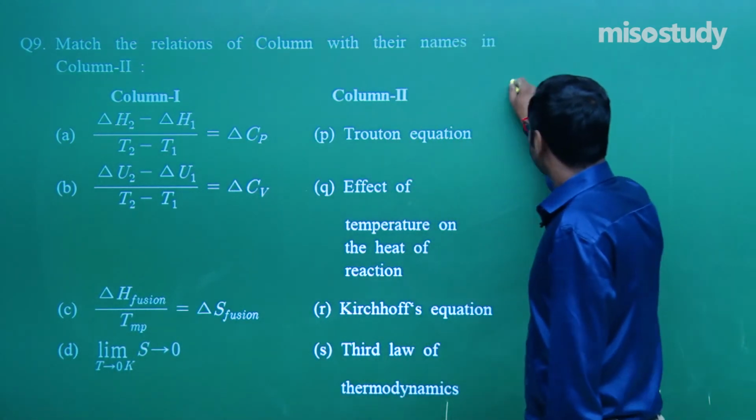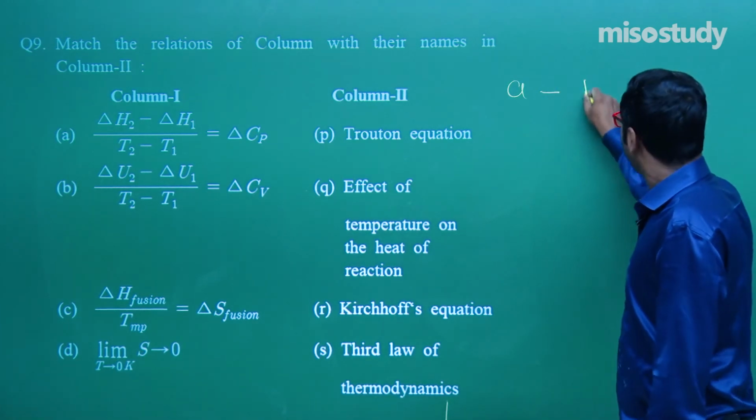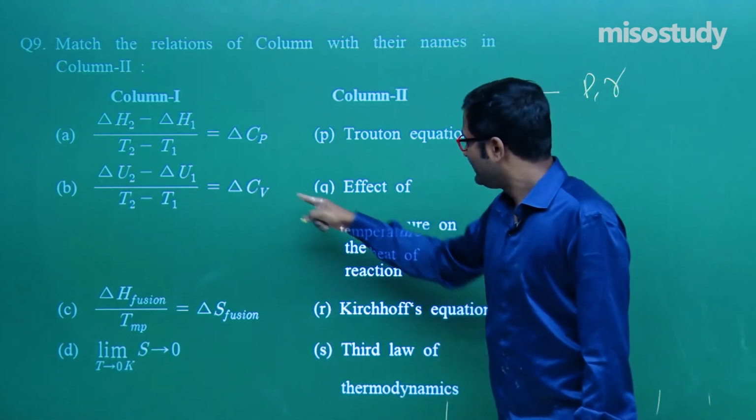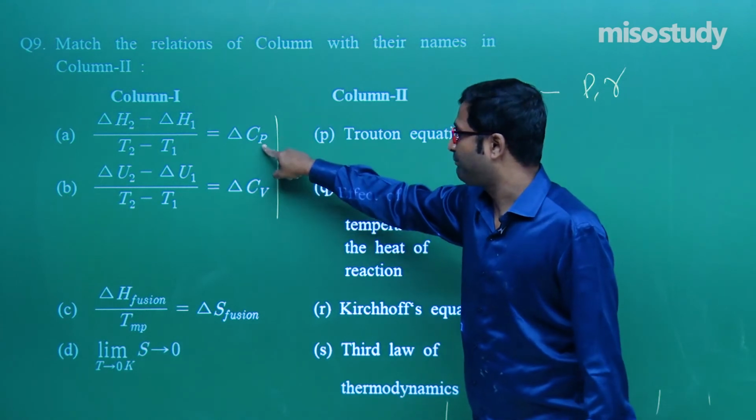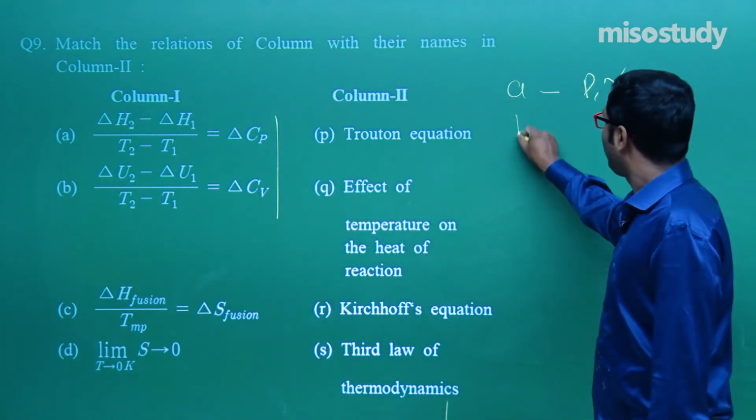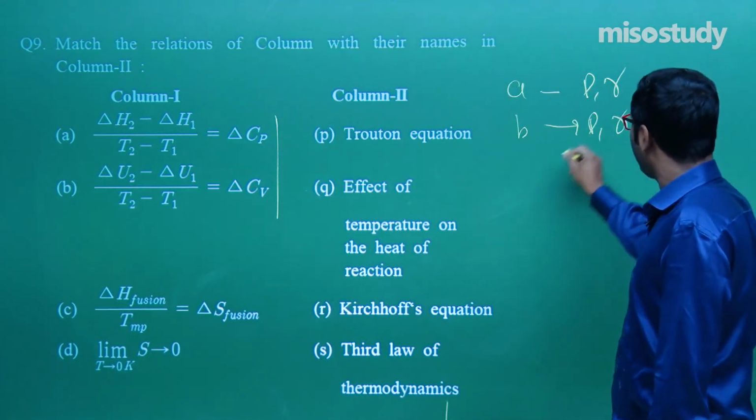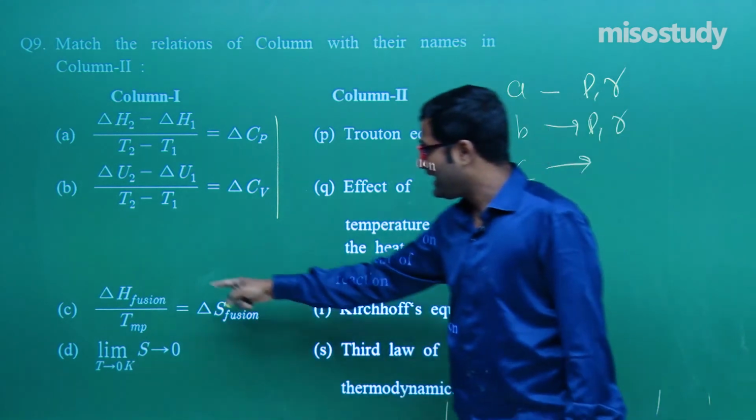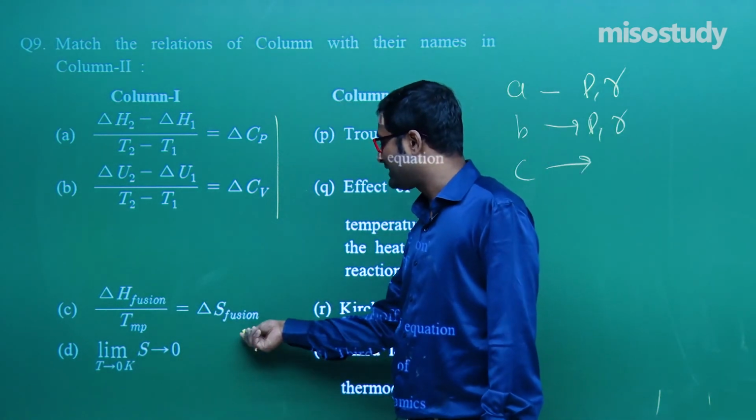For this, A has two options, P and R. Similarly, the same is pressure, here is volume. So again, B has two options, P and R. And for C, delta H fusion upon melting point and delta S fusion.